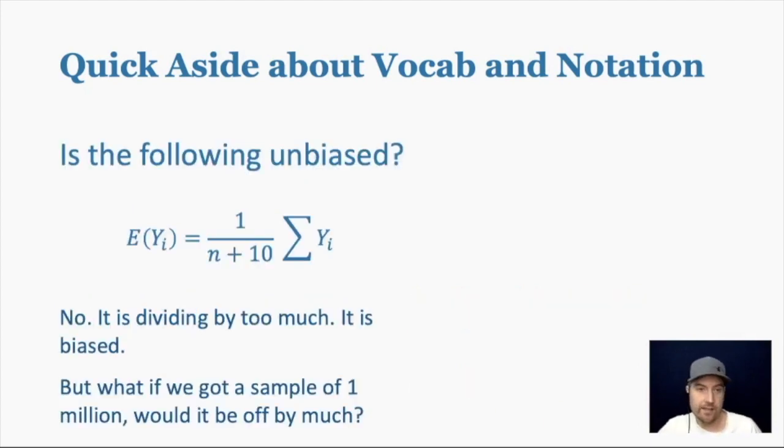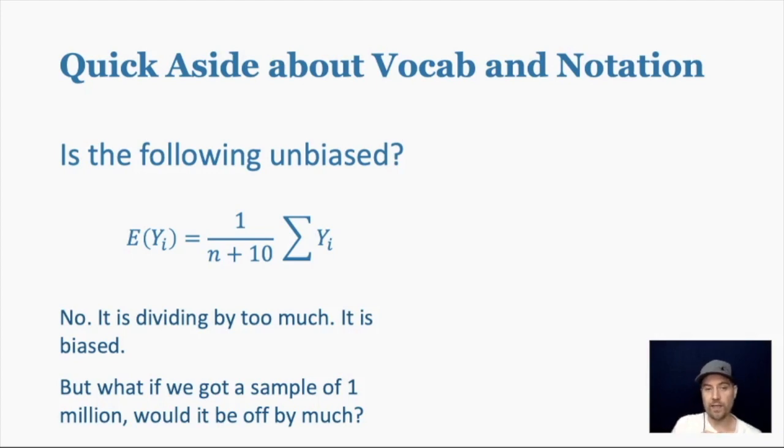So consider this: is the following unbiased? We want to get the expected value of y again. And this time we're going to use an equation that is 1 divided by n plus 10, with the summation of all the y's. So is that unbiased? And the answer is no. It's dividing by too much. It's always 10 too much. So no matter what our sample looks like, this will always divide by 10 too many.